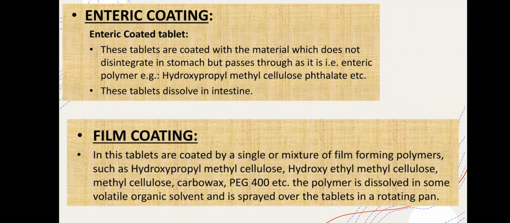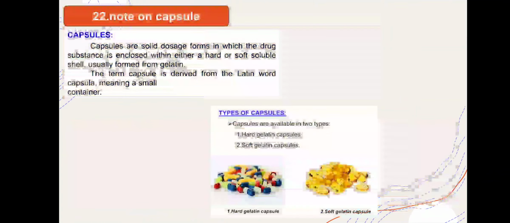Film coating means the tablets are coated with a single film forming polymer or a mixture of them, such as hydroxypropyl methyl cellulose, hydroxyethyl methyl cellulose, methyl cellulose and so on. The polymer is dissolved in a volatile organic solvent and sprayed over the tablets in a rotating pan.